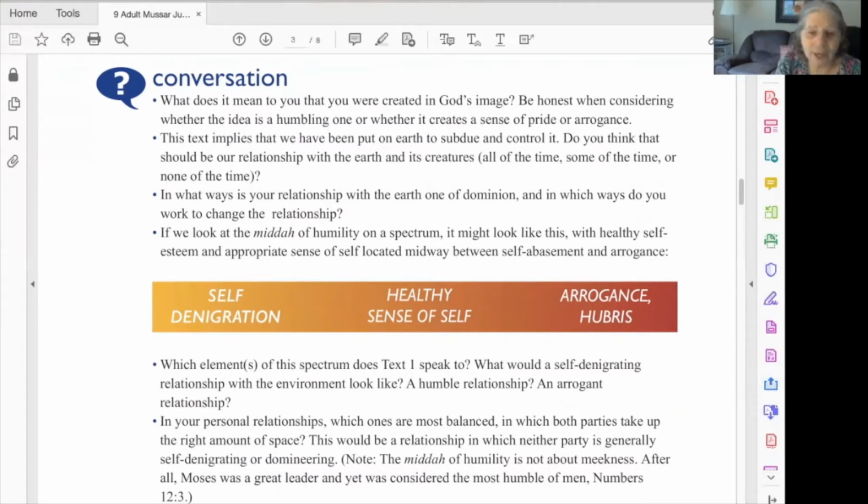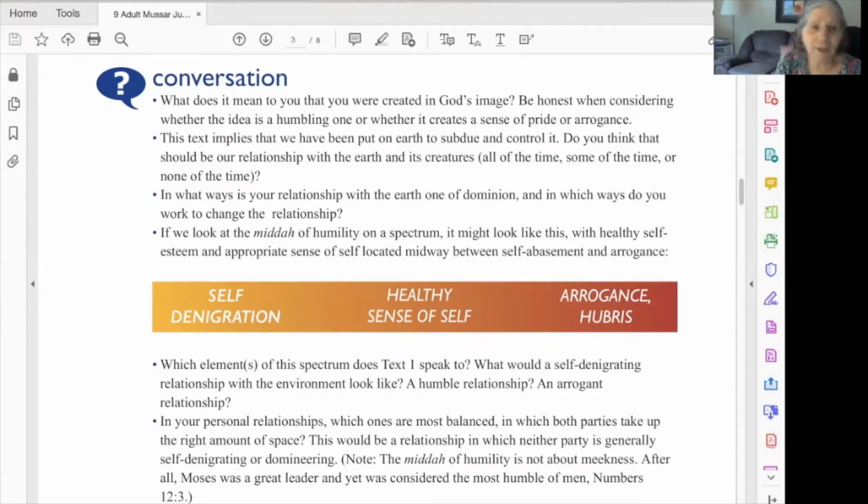It's a general discussion, it's not too personal, and everyone can express an opinion that feels comfortable. Is it a humbling thought? Is it one that creates a sense of pride or even arrogance in people? That we are created in God's image.